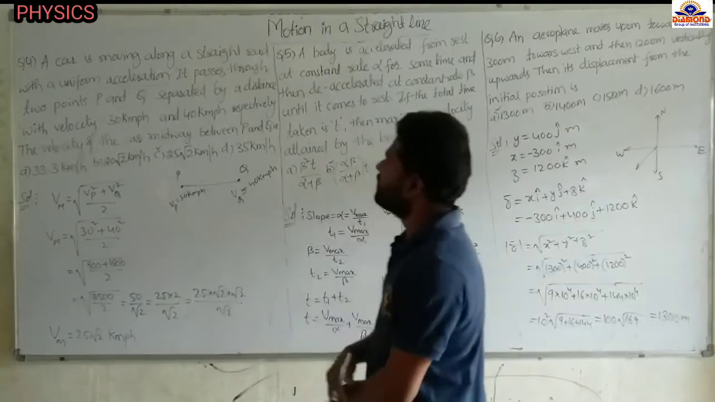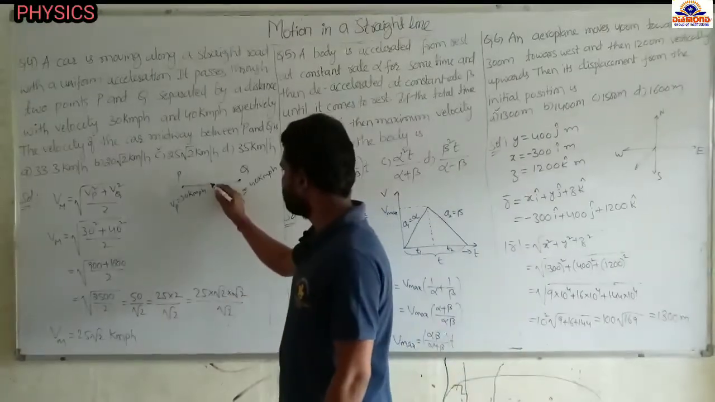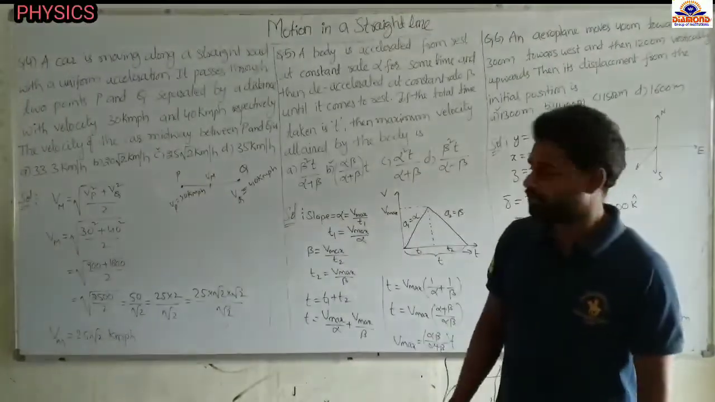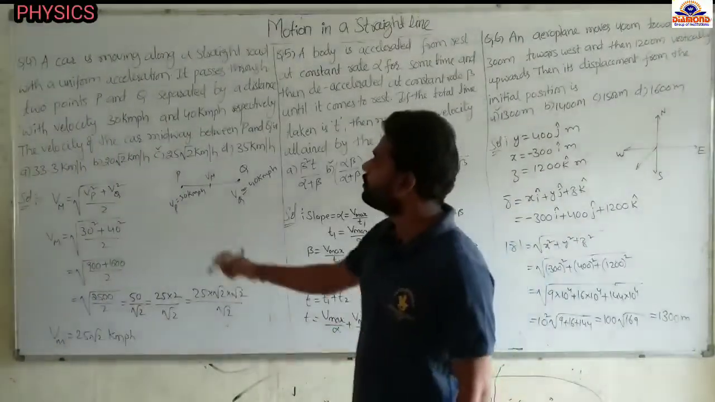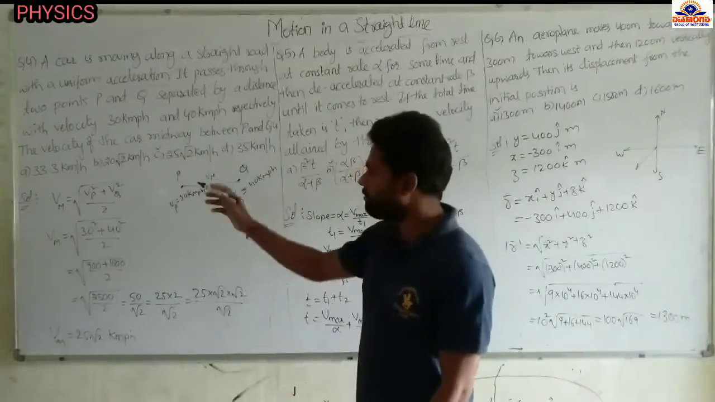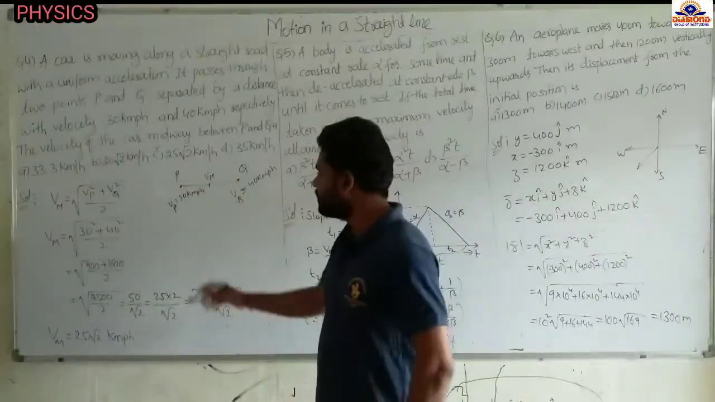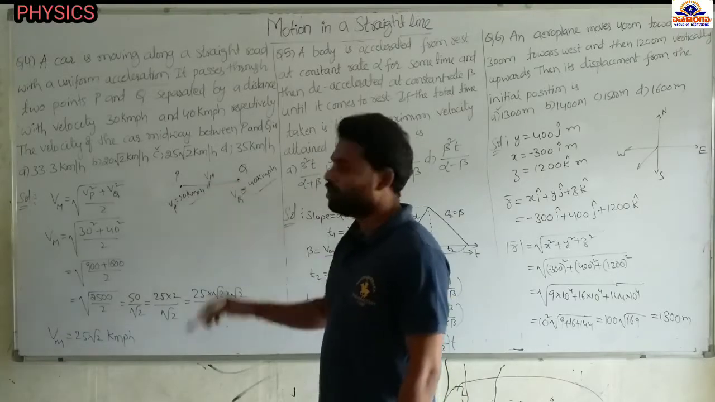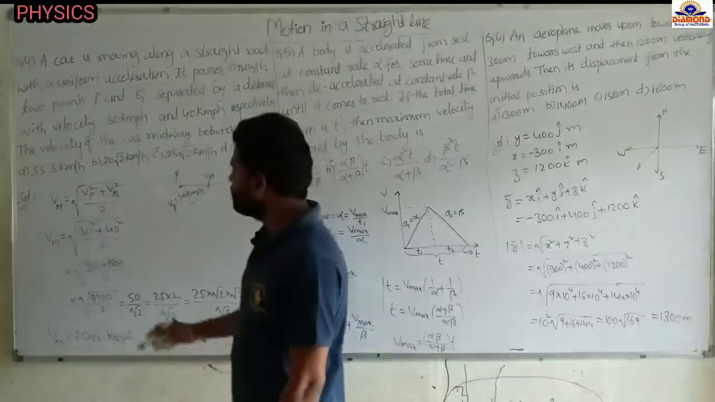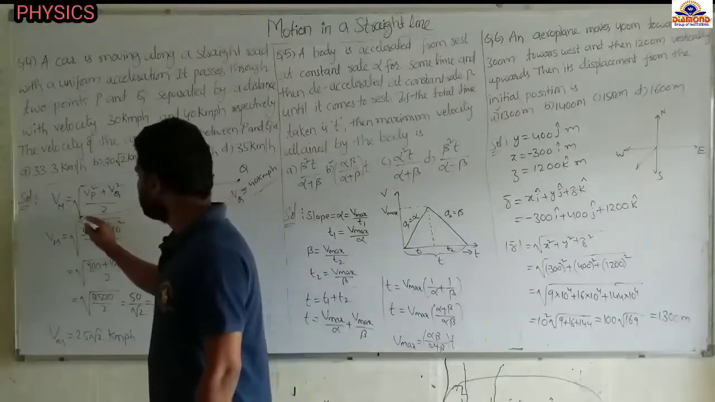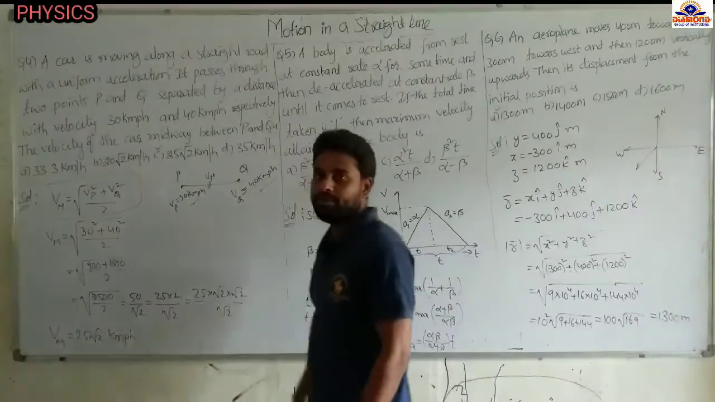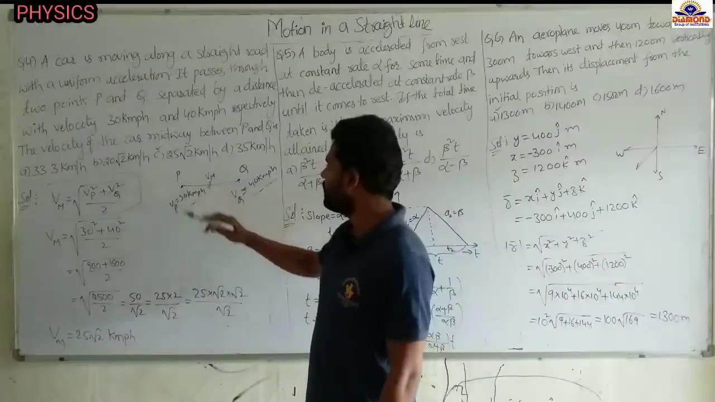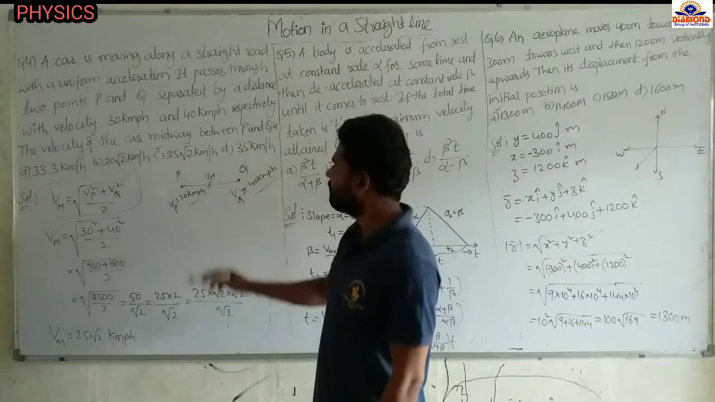We have to find the velocity of the car midway between P and Q, at the midpoint. If we go the general way it will take time, so we can do it easily. If the particle is in uniform acceleration, a direct formula is applicable: the velocity at the midpoint equals the square root of (Vp square plus Vq square) by 2.